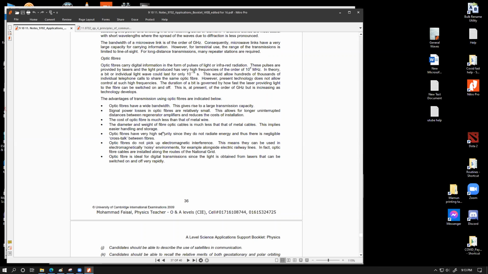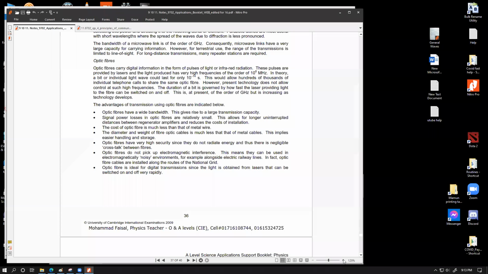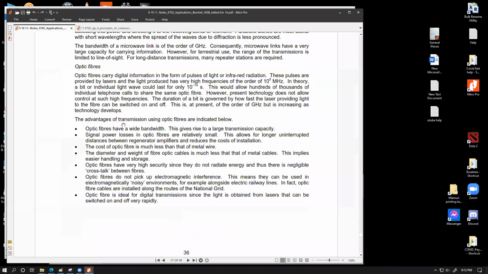So let's look at these points over here, which actually sometimes show up in our exam questions. The advantages of transmission using optical fibers are indicated below. Optical fibers have a wide bandwidth. This gives rise to a large transmission capacity. Signal power losses in optical fiber are relatively small. This allows for longer uninterrupted distances between regenerative amplifiers and reduces costs of installation.